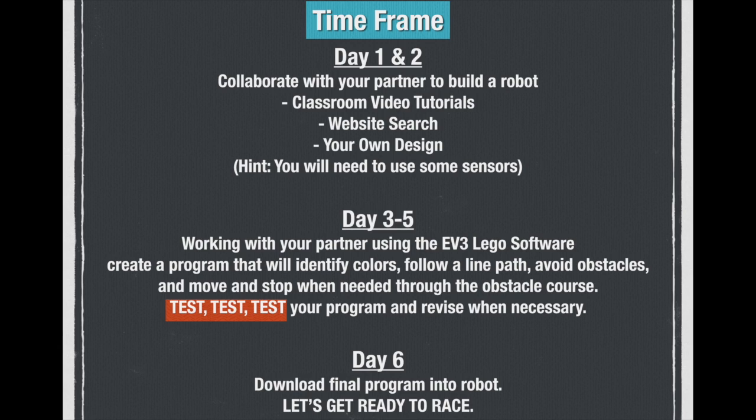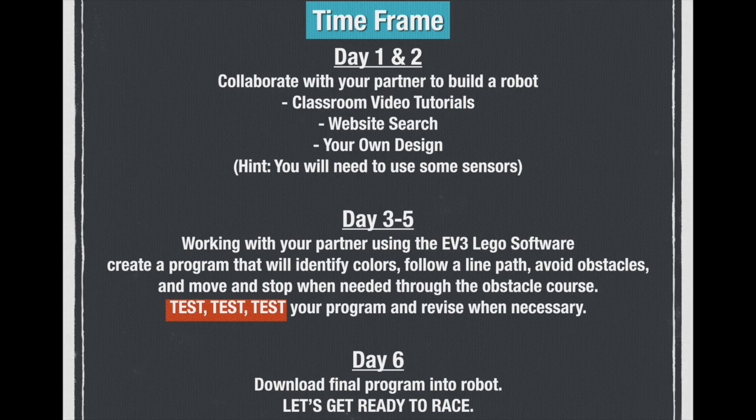So this will be a 6-day project. Day 1 and 2, you're going to work with your partner to build your robot. You can use classroom video tutorials that we've learned in previous lessons to help you. You can do some website searching for different builds out there that might work for this obstacle course, or you can choose to work with your partner and design your own robot. Keep in mind, for this particular obstacle course, you do need to use some sensors. I'm just not telling you which ones.